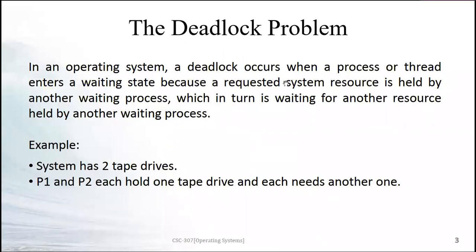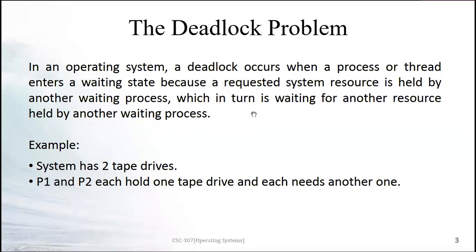Now, first of all, what is a deadlock? This is a new concept for you: in an operating system, a deadlock occurs when a process or thread enters a waiting state because a requested system resource is held by another waiting process, which in turn is waiting for another resource held by another waiting process. The definition might seem a little difficult, but the explanation is very simple.